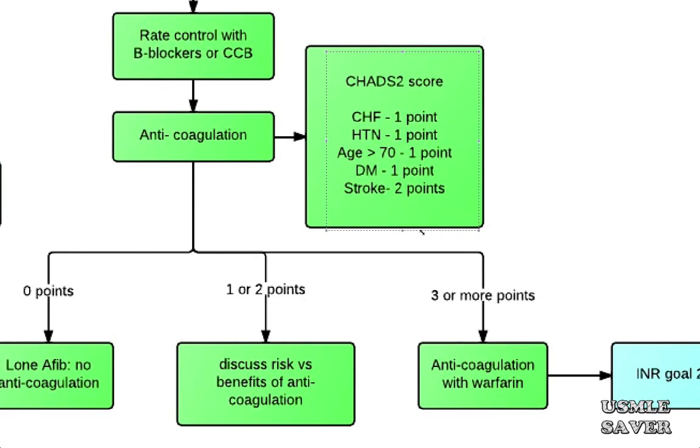So here, C stands for CHF, H stands for hypertension, A stands for age more than 70, and D stands for diabetes. All these get 1 point each, and S2 stands for stroke, which gets 2 points. So once you rate your patient, you add all of them up and get the total.